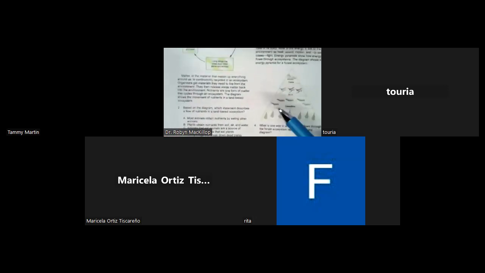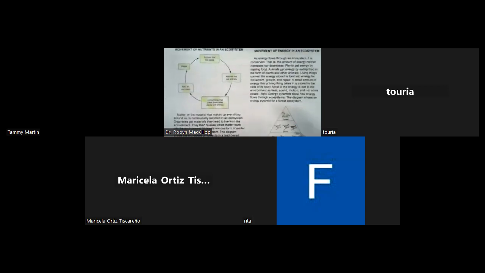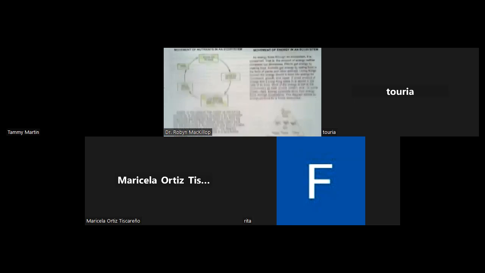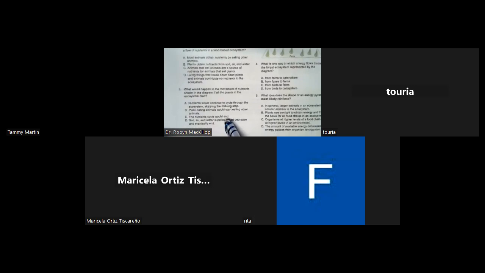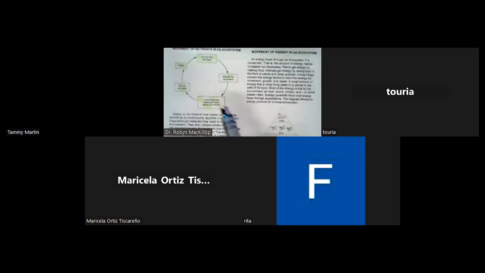So if we took out a chunk of this, what would happen? Between C and D. If all the plants died, it interrupts the cycle, doesn't it? Yes. So our answer is going to be C, the nutrient cycle would end. Because for this to work, you have to have all the pieces. You pull one out, this no longer is a cycle.